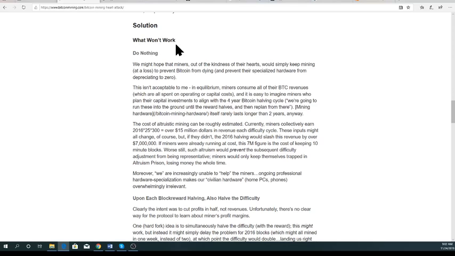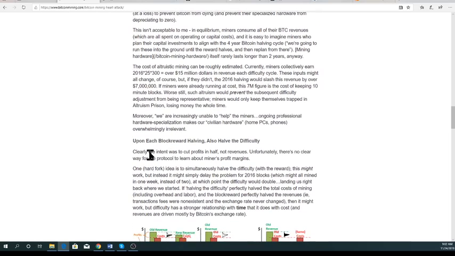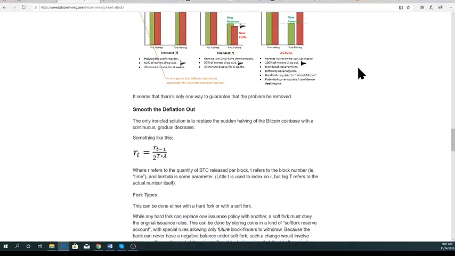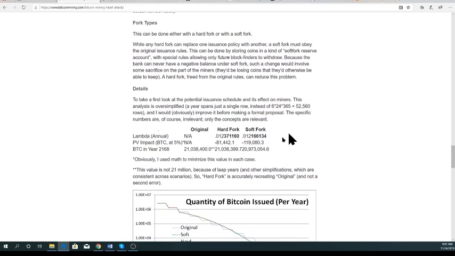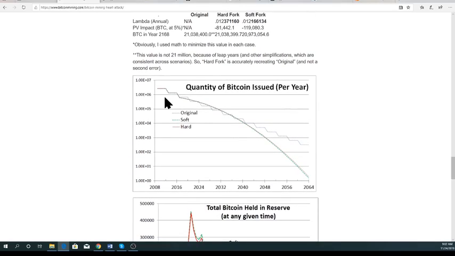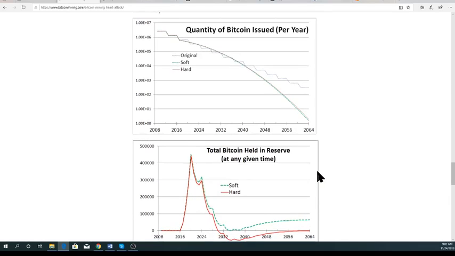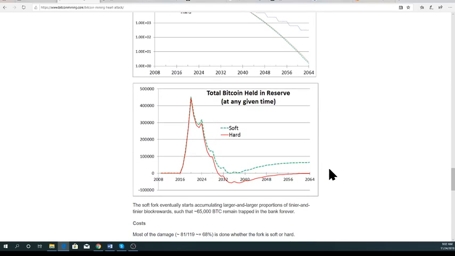And they are stating what won't work. Do nothing. Upon each block reward halving, also halve the difficulty. Smooth the deflation out. Fork types, details. Now they talk about the original hard fork, soft fork, and they showcase the quantity of Bitcoin issued. When the number of Bitcoin is reducing per year, I personally believe that the value should actually go high. Now, based on this chart, they show that the total Bitcoin held in reserve is coming down, and it may hit a bottom around 2035.